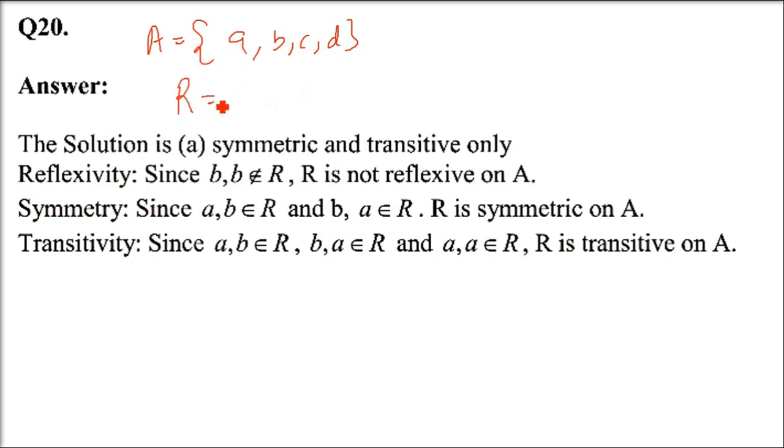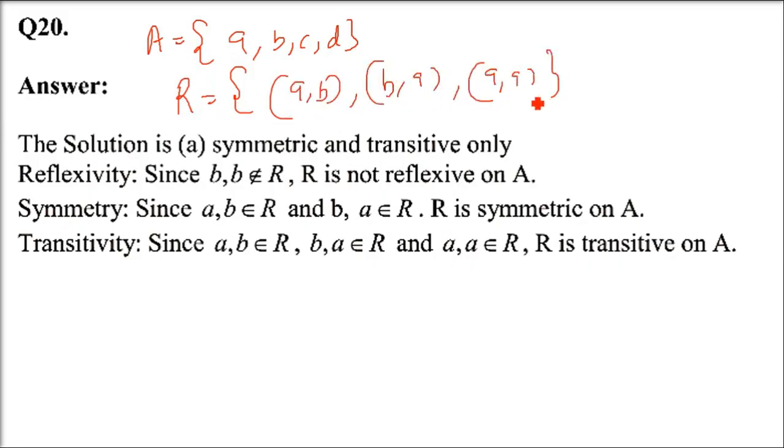Anyways, R is equal to {(A, B), (B, A), (A, A)}. So now see one by one. Reflexive. Let us check reflexive. Start with the first one. Reflexive: (A, A), (B, B), (C, C), (D, D) are not there. So no, it is not reflexive.